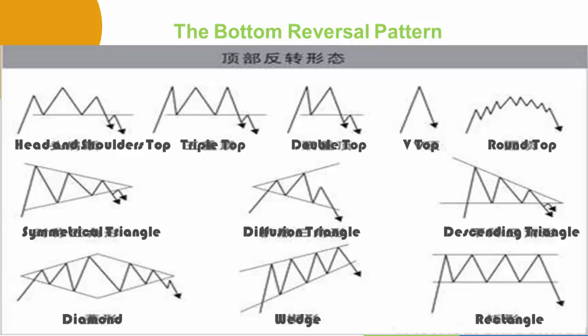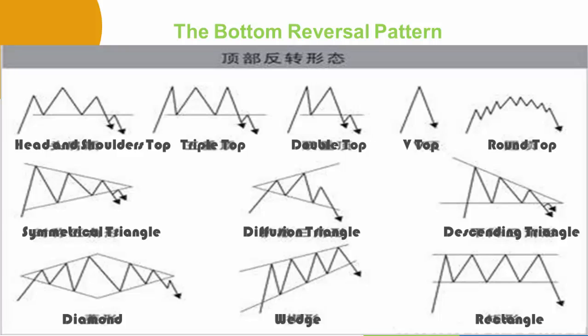The next one, symmetrical triangle. This is another pattern. Okay, then if you see the pattern like this, the price drops, here is the sell point. Okay, not the buy point, the sell point. So this is the diffusion triangle. If you see the high point is higher, low point is lower, then if you see the price drop, here is the sell point. Okay. The next one is descending triangle. If you see the price drop, then this is the sell point.